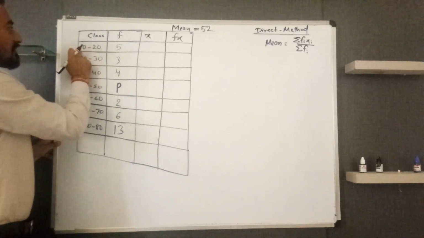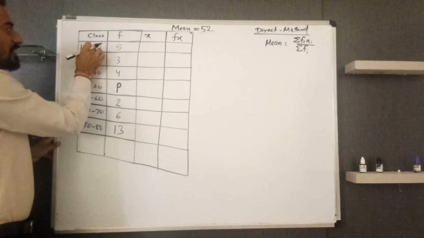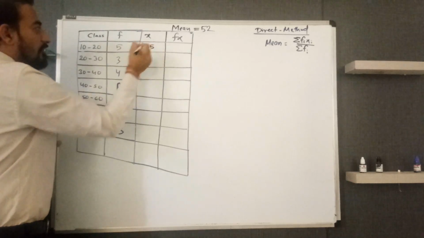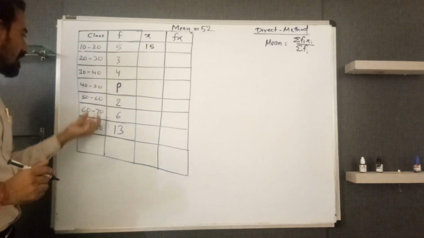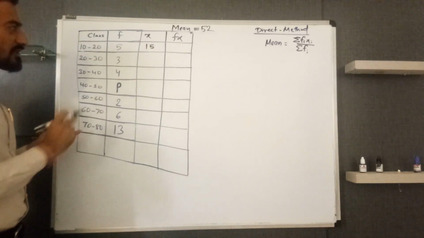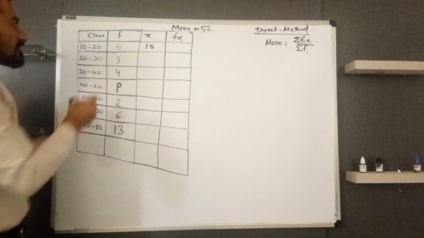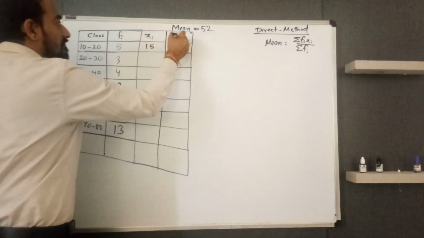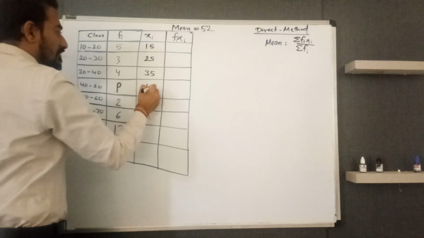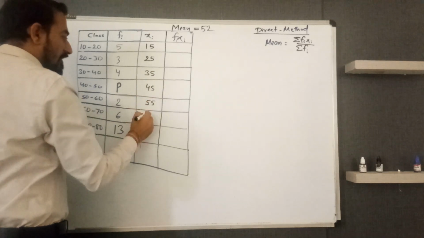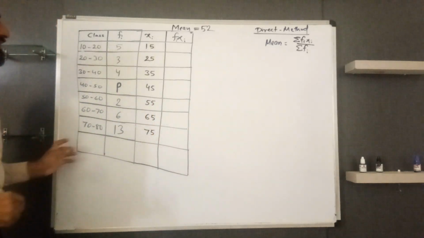How to apply? First we have to find the sum of these two. So 10 and 20, their sum is 30, its half is 15. Now find the class size. Class size is 10. Add 10 to the class mark and you will get successive class marks. So here what will we get? 25, 35, 45, 55, 65 and 75.